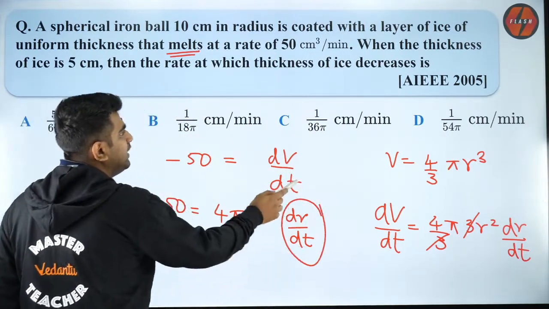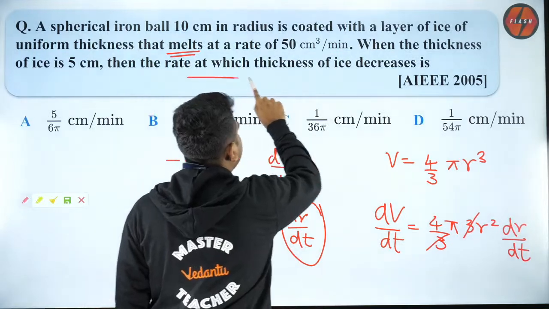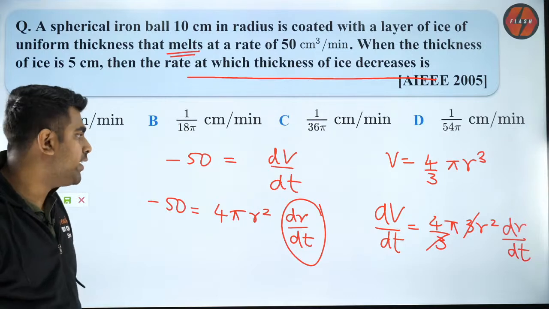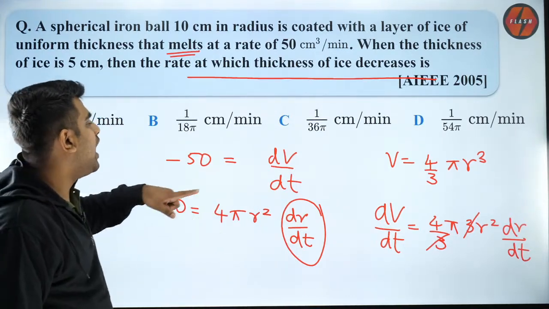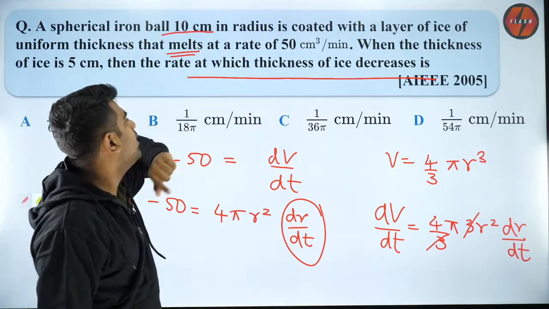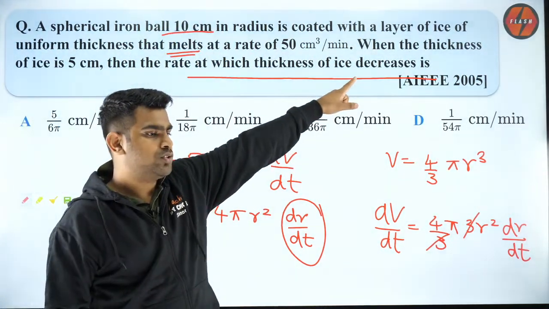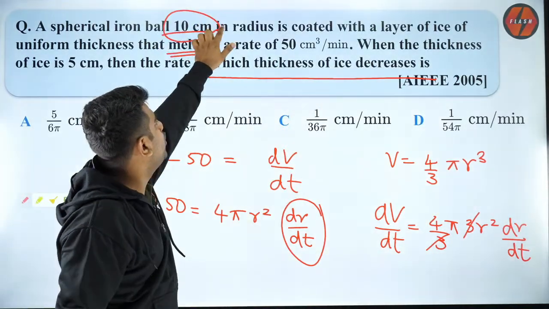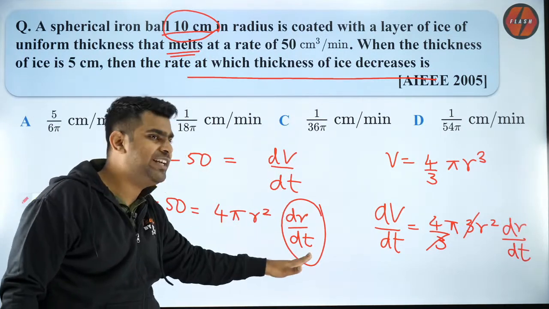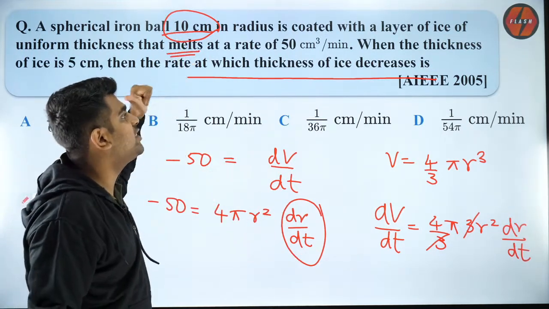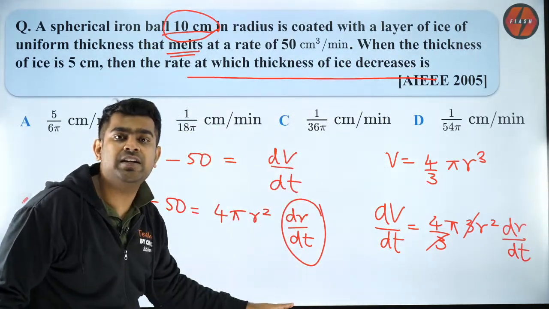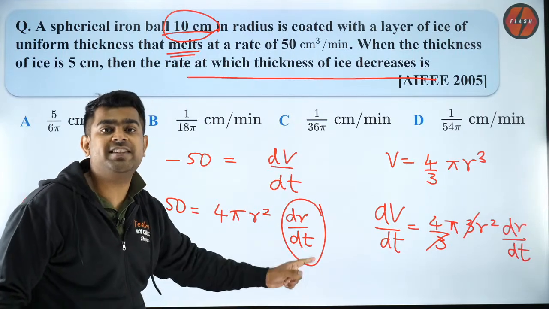And don't you guys agree? dr by dt will give me the rate at which thickness of ice reduces. You might be telling me, sir, r is not thickness, sir. r is radius. So radius includes this 10 centimeter plus thickness. So this 10 centimeter, is it of no use? This is a constant. So when I say dr by dt, this is not going to change. What is changing? Thickness is changing. So dr by dt is definitely going to give me how my thickness changes.